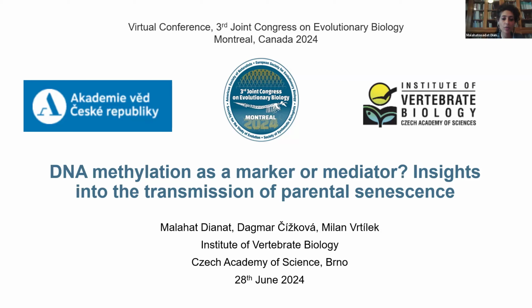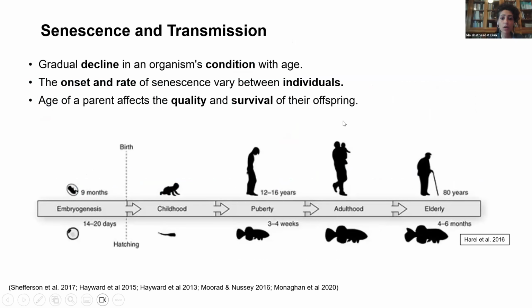And I will talk about DNA methylation as a marker or mediator and transmission to the parents by aging. First of all, we need to know what senescence is. I know that my colleague Milan explained, but it's good to know that the gradual decline in an organism's condition with age is called senescence, which is an ongoing, inherent, and complex process.